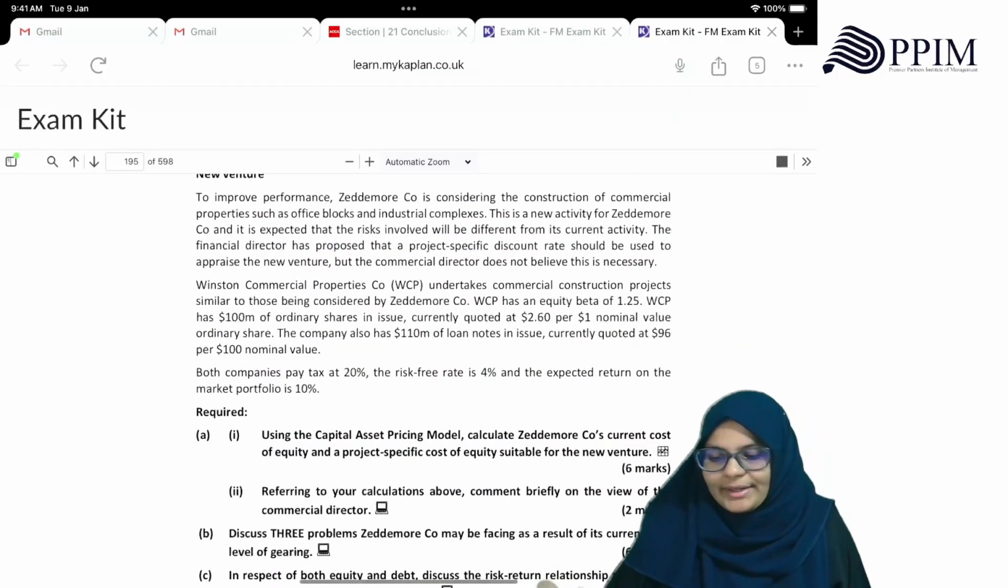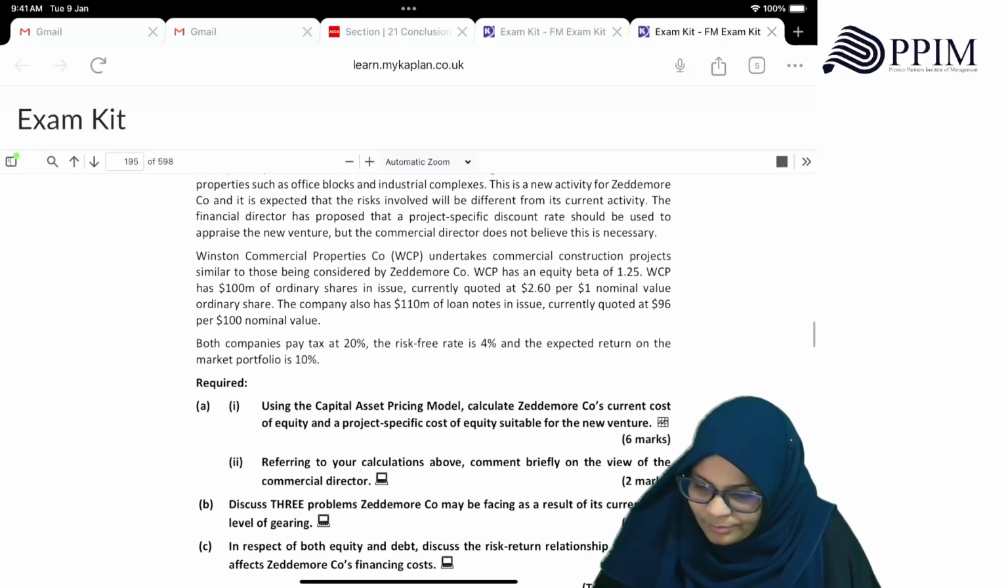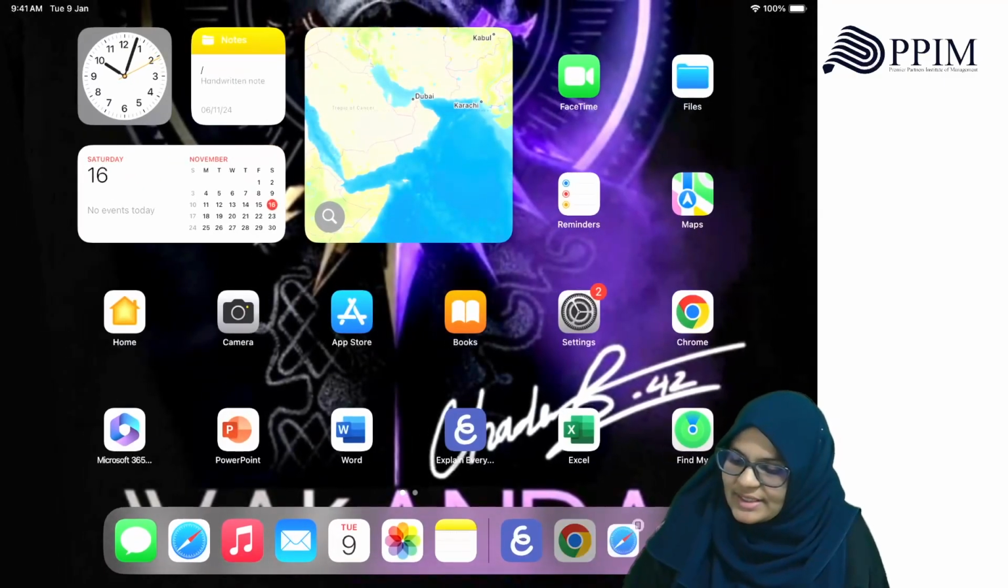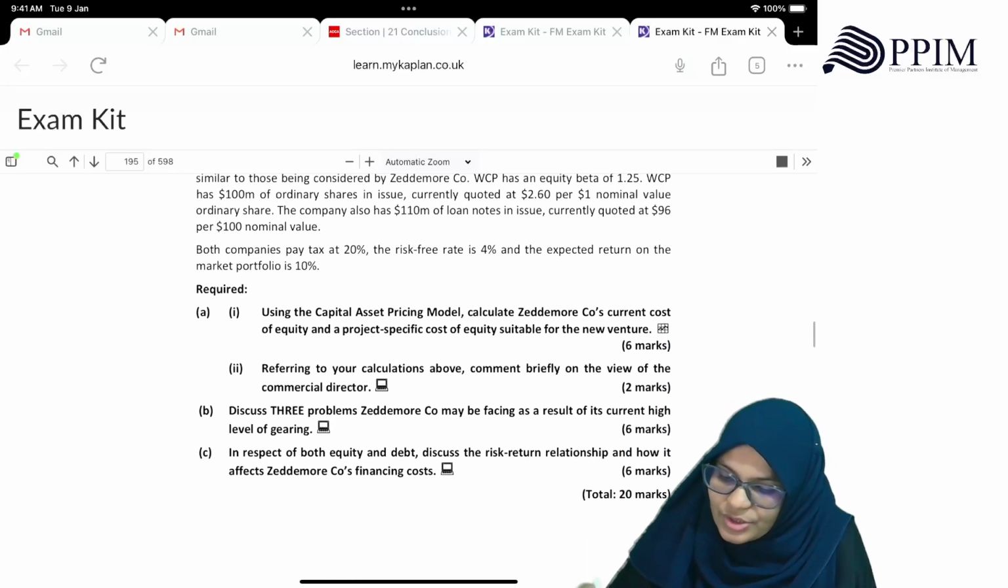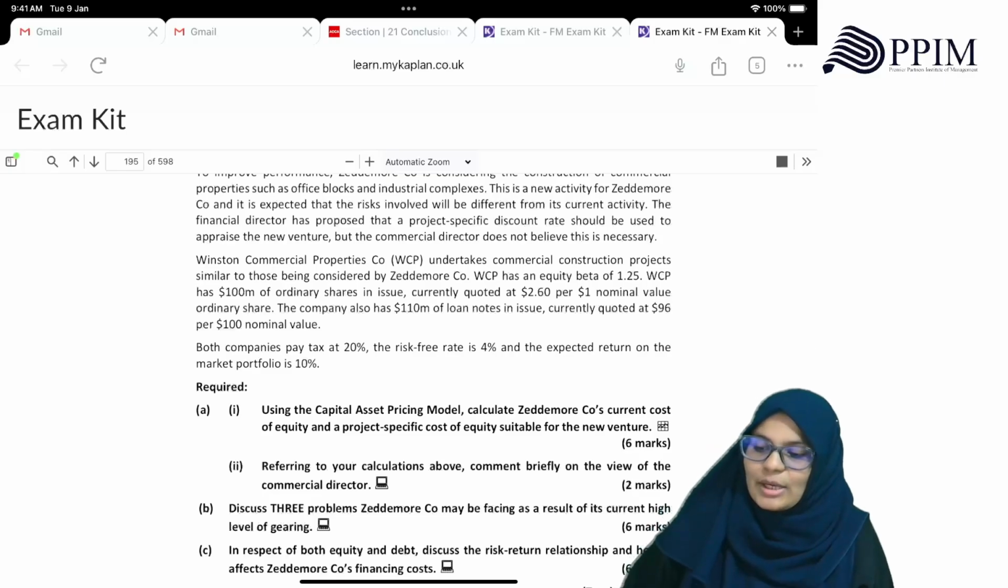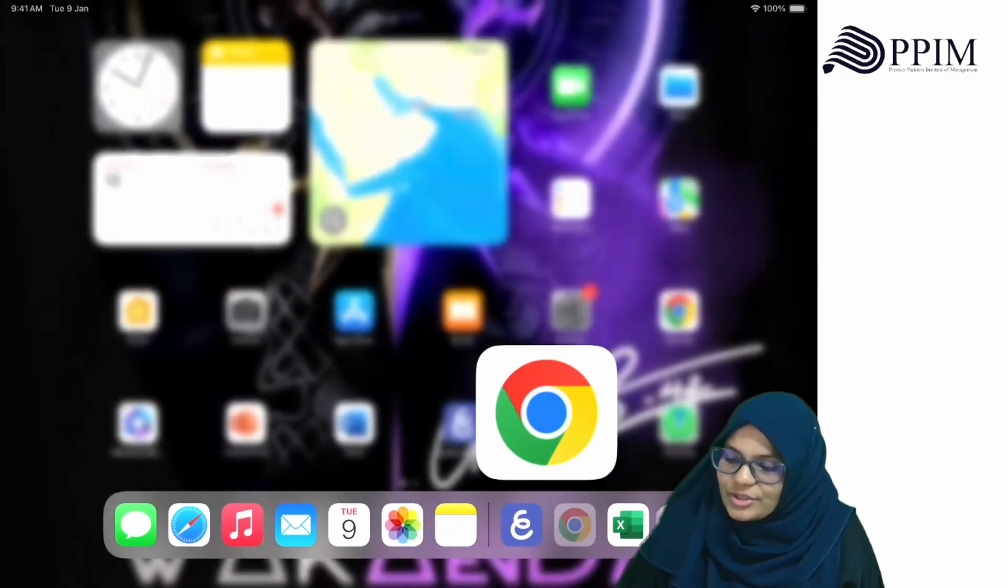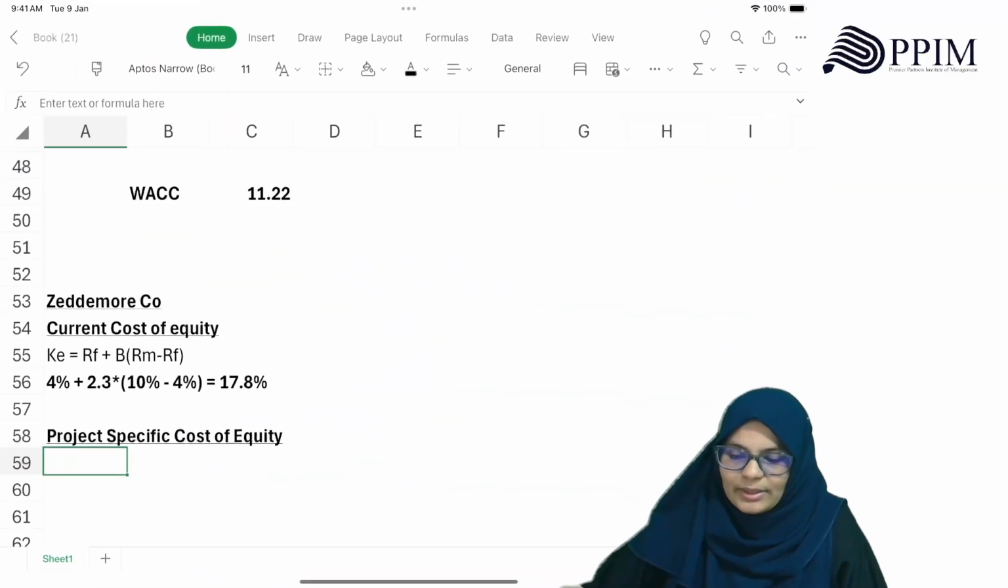So let's do that now. So first thing that we need to do is, we need to take the equity beta of WCP company, right? So WCP, they're saying it has an equity beta of 1.25. So first let me de-gear this equity beta.